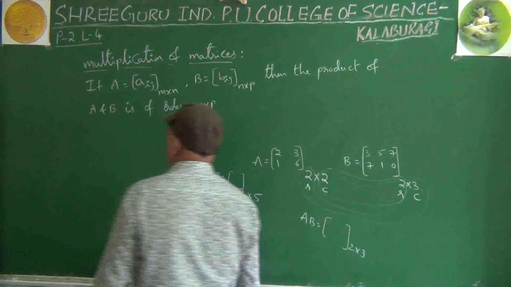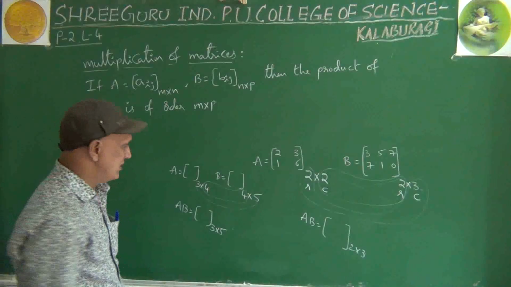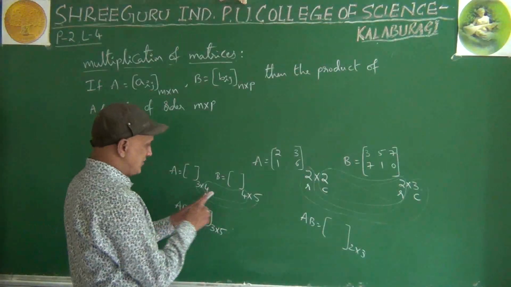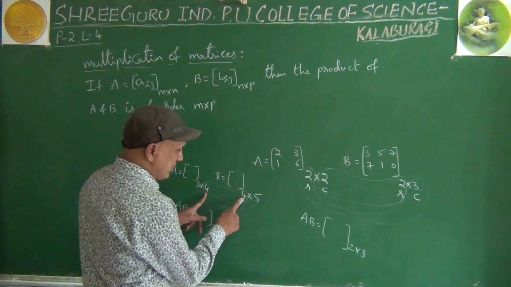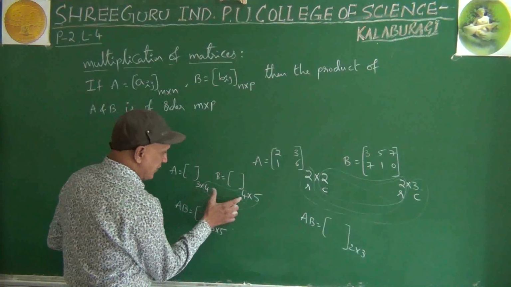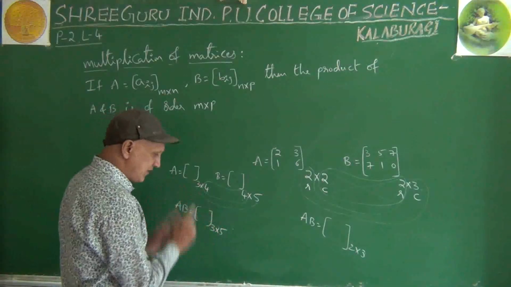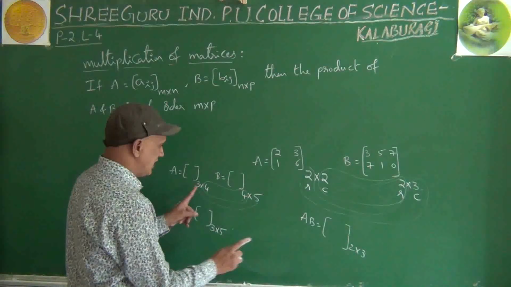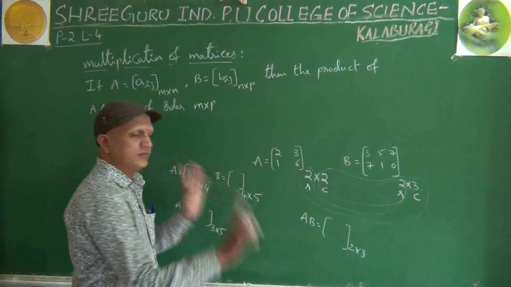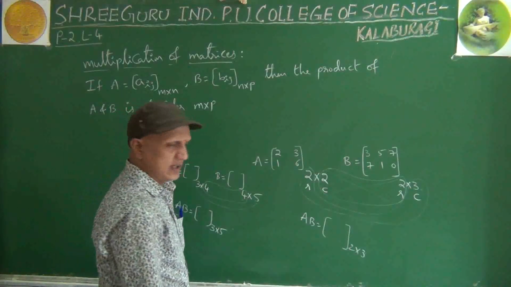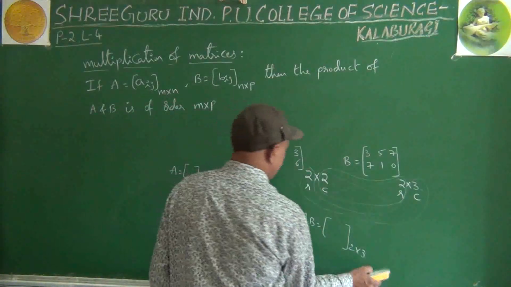Means if you want to multiply any two matrices, then number of columns for the first matrix and number of rows for the next matrix, both should be same. Then only multiplication is possible. After multiplying, what is the order? 3 by 5. Clear? One more example. One more last example.